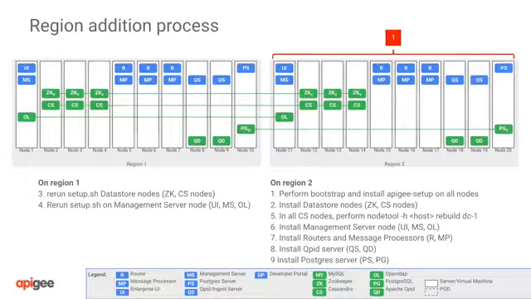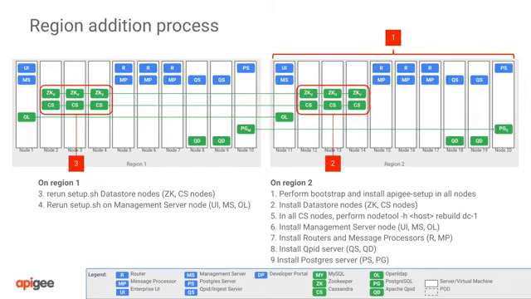Our topology is finalized, our response files have been created, we can now go on to actually add the new region. When we're adding a new region, we actually start the process in the new region. Step 1 is to perform Bootstrap and Apigee setup on all nodes in region 2. Step 2, we install the new data store nodes, Cassandra and Zookeeper, in region 2 using the Apigee setup utility.